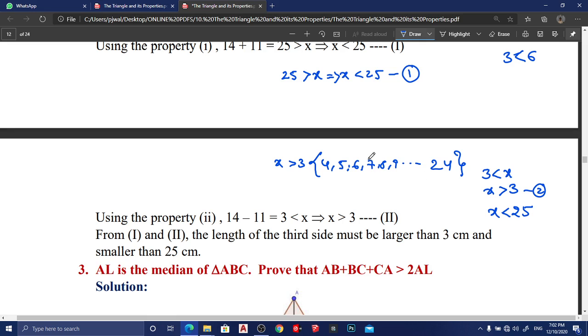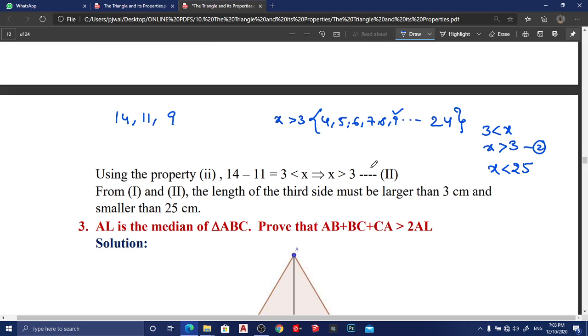For example, if I take 9 here, what are the remaining sides? 14 and 11. By using the third side as 9, can we form a triangle or not? How can you check here? By using the triangle inequality property.